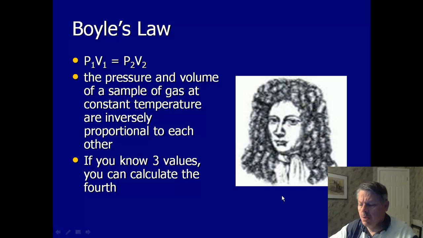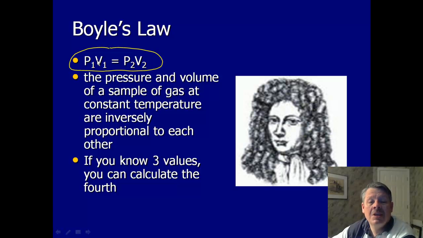Boyle's law is talking about you have an initial system, which is P1V1, and it changes to P2V2. In other words, you're starting with a particular pressure and volume. You have a closed system, and you change, let's say, the pressure, and that means the volume has to change. So the way this works is the pressure and the volume of a sample of gas at constant temperature. This is the key, constant temperature, and they're inversely proportional, meaning as one goes up, the other goes down. So if you know 3 of the 4 values, you can calculate the 4th one.